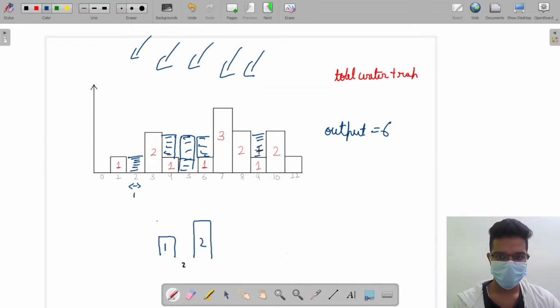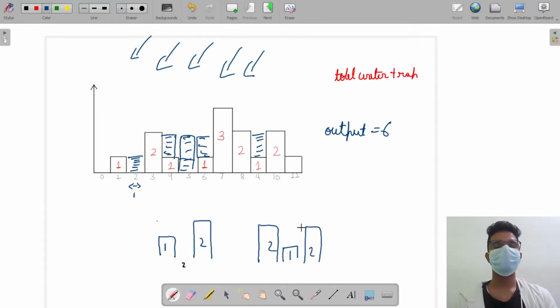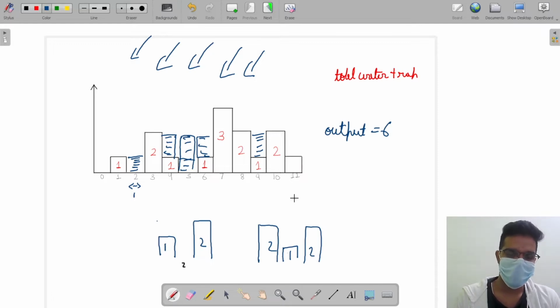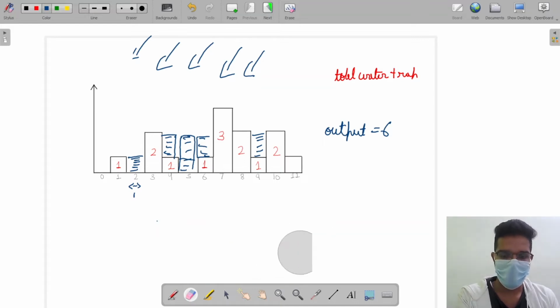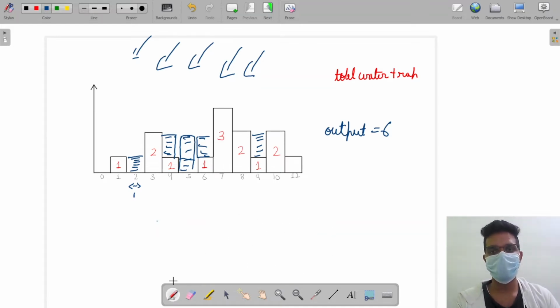Here we have 1 height, and in the left we have 2 height, and in the right again we have 2 height. So if we have a greater elevation in our left and right, that means our water will get trapped. For the 0th index, we discussed that there is no left elevation, so no water will get trapped. I hope you understand when our water is trapping. Now, I want you to think about how much water is exactly trapping.